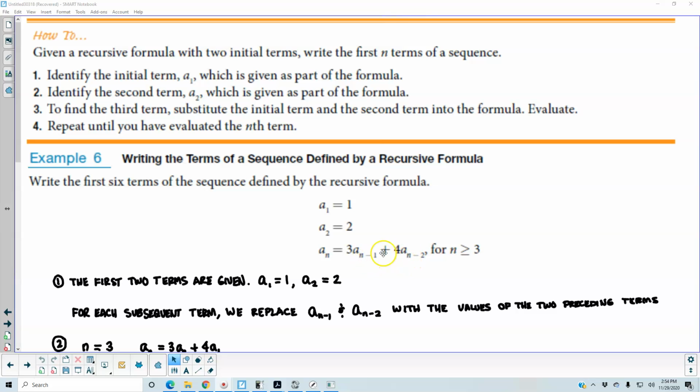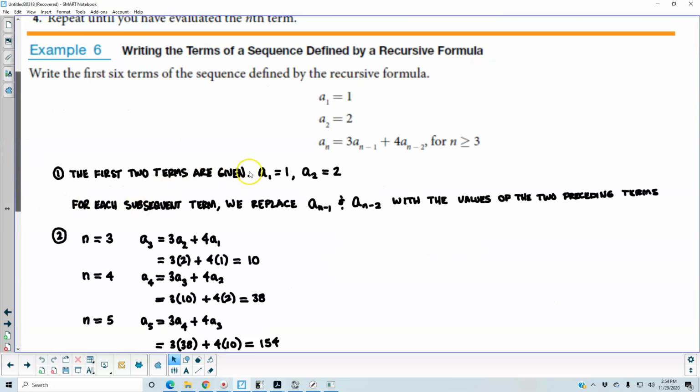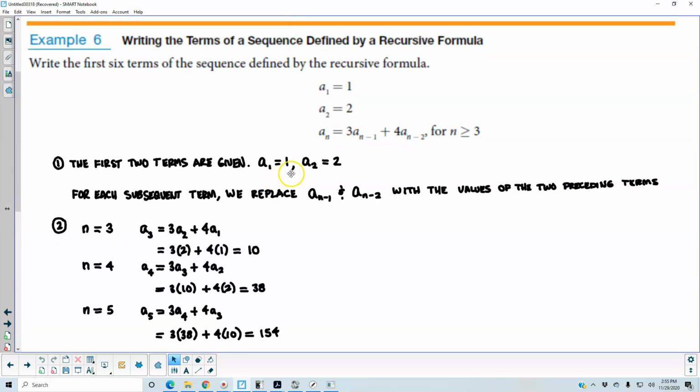Now whatever n is, we plug it in to find out what values we're going to choose. So in step 1, we can see that the first two terms are a subscript 1 is equal to 1, a subscript 2 is equal to 2. And for each subsequent term, we replace a subscript n minus 1 and a subscript n minus 2 with the values of the two preceding terms.